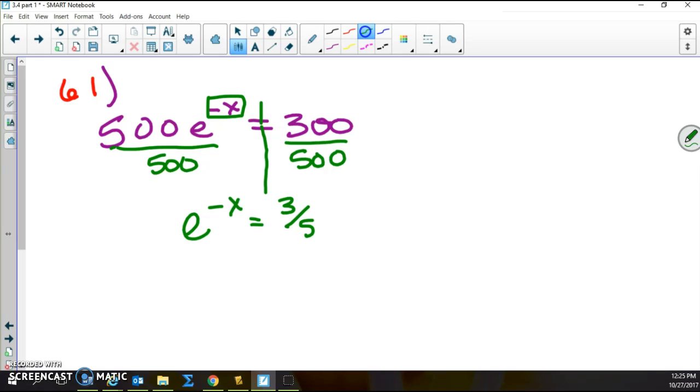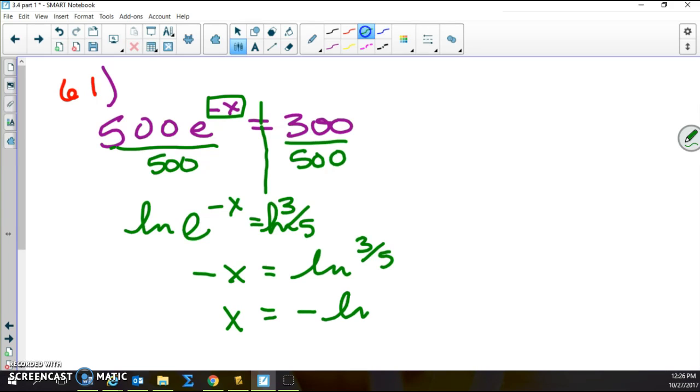When I simplify the right hand side, again we're going to take the natural log of both sides, and that leaves us with negative x equal to the natural log of 3/5. Now here we need to multiply both sides by -1 to solve for positive x. X is equal to negative natural log of 3/5, and using our calculator we can solve that and approximate to the nearest thousandth, or 3 decimal places.